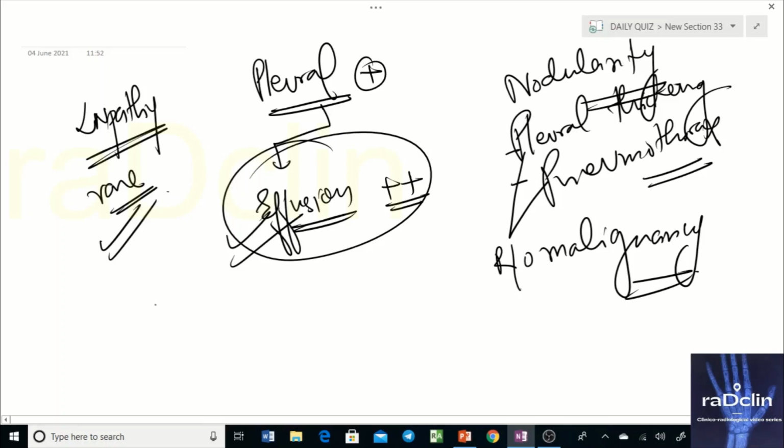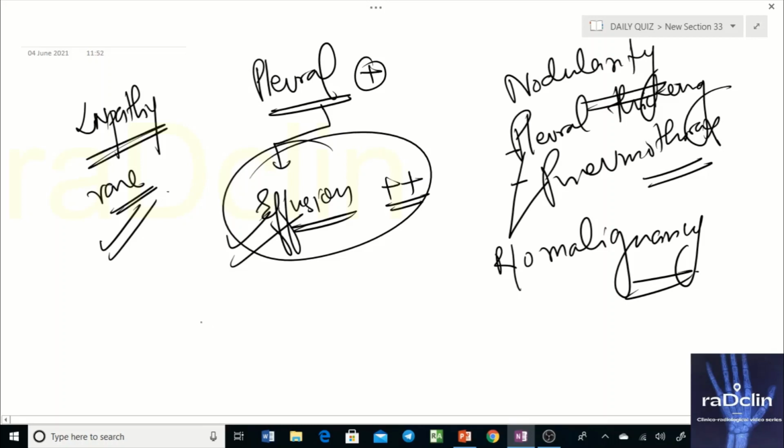Remember this, Wegener's is a multi-system disease, so any organ can get affected. But this is the classical triad of three areas: upper respiratory tract, lung, and renal involvement. Brain can get affected, heart can get affected. Okay, so there is multi-system involvement.